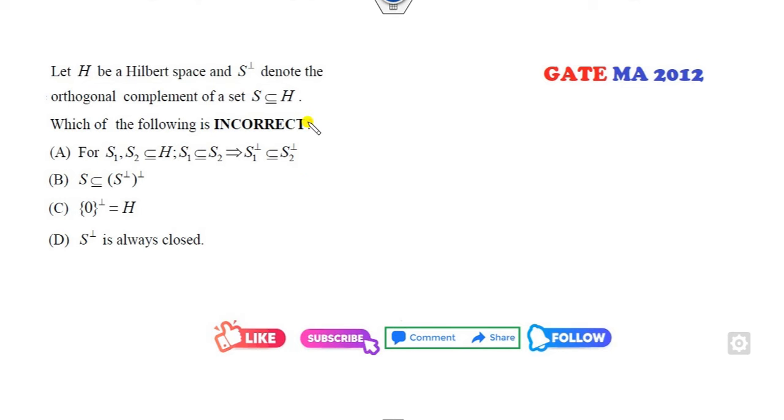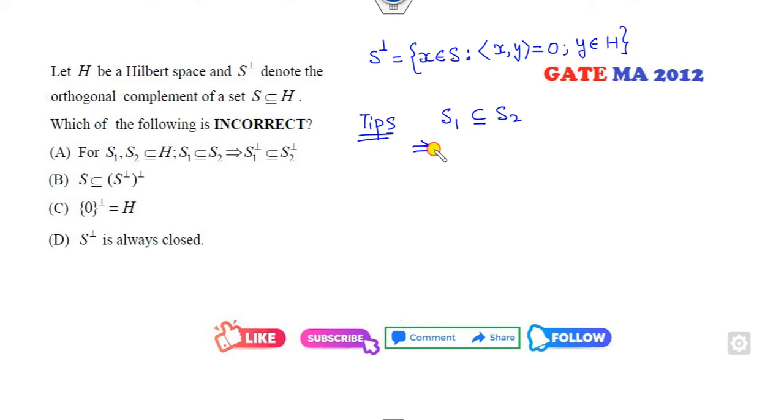Okay, look at another one. H is a Hilbert space, and S complement means the collection of all those y in H such that their dot product with every element of S is 0. I can say it is the collection of all those x in X such that this holds. Now that's very simple. If S1 is a subset of S2, then the complement is as here.